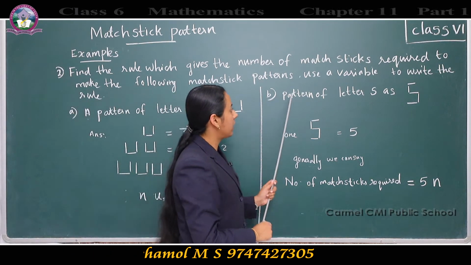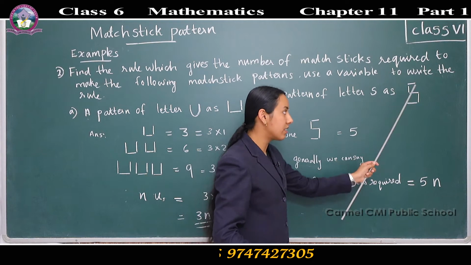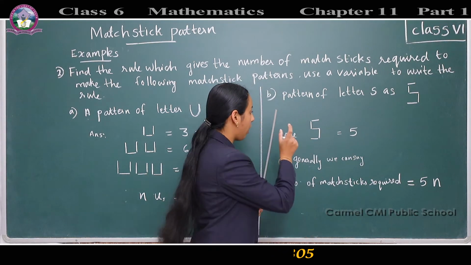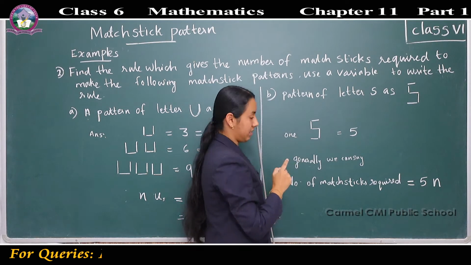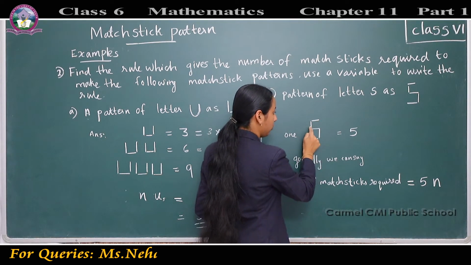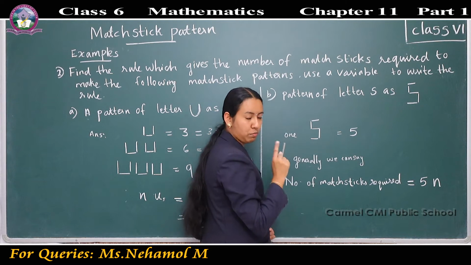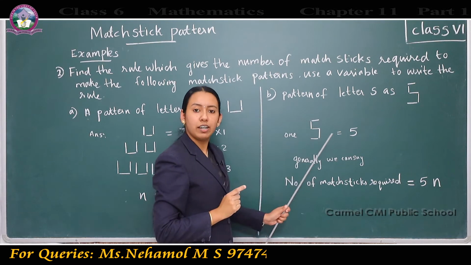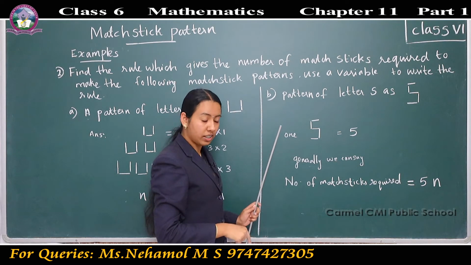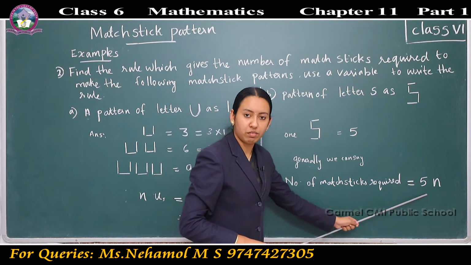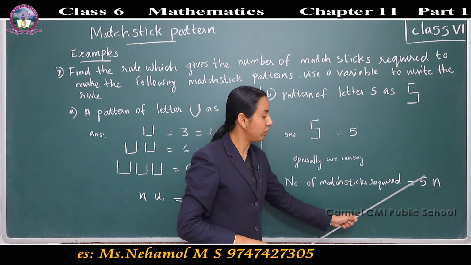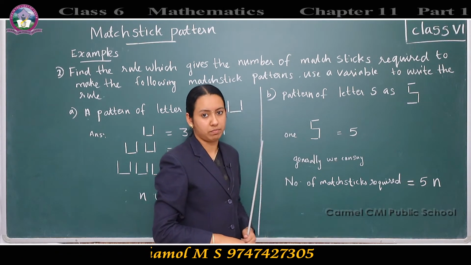Next one, a pattern of letter S in this way. First we have to count how many matchsticks are needed to make one S. How many are needed? 1, 2, 3, 4, 5. To make one S, we need 5 matchsticks. Then generally we can say the number of matchsticks required is equal to 5n. 5 into n, that is 5n.